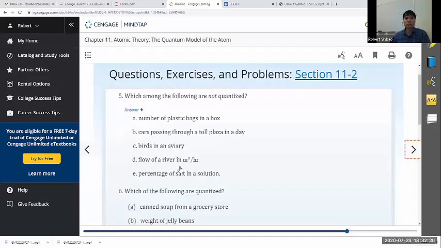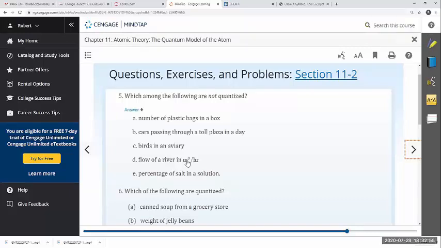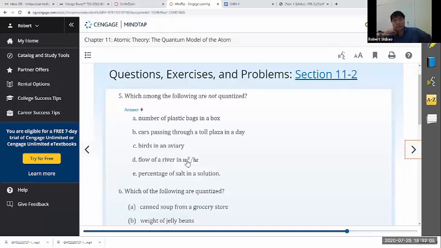Flow of a river in cubic meters per hour, this is going to be continuous. If we're looking at the flow of the river in molecules per hour, then that would be quantized because you can't have half a molecule flow. But if you're looking at cubic meters, then it should be no problem. That should be continuous. That's macroscopic versus the particulate level. At the macroscopic level, you don't notice that the water in the river is actually quantized because the particles are so small. So it appears continuous. You don't really notice it.